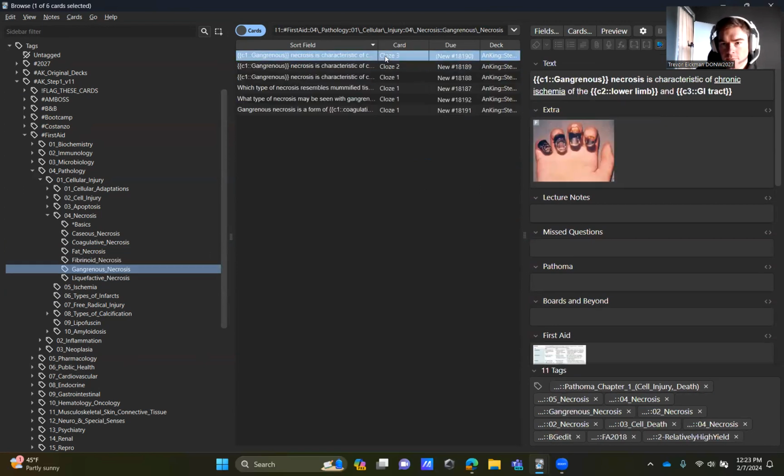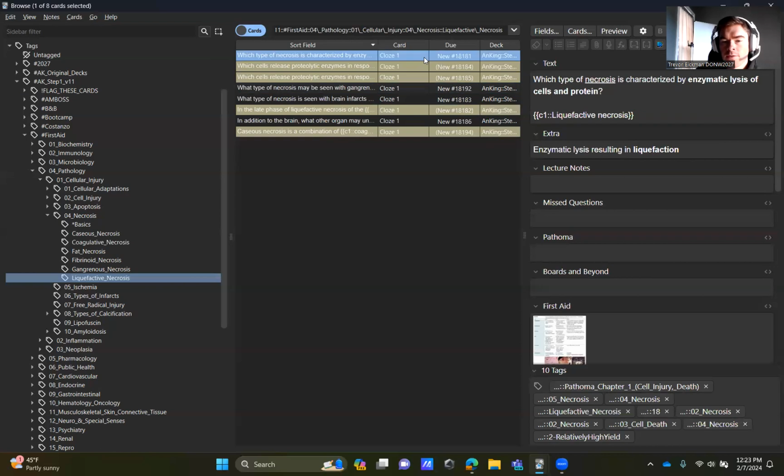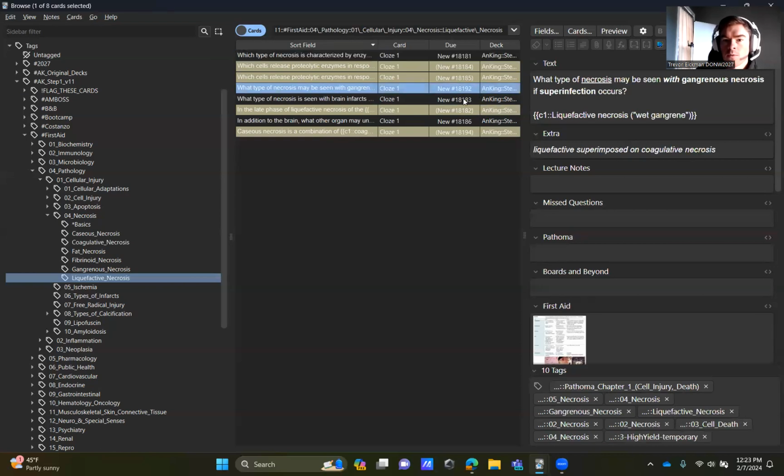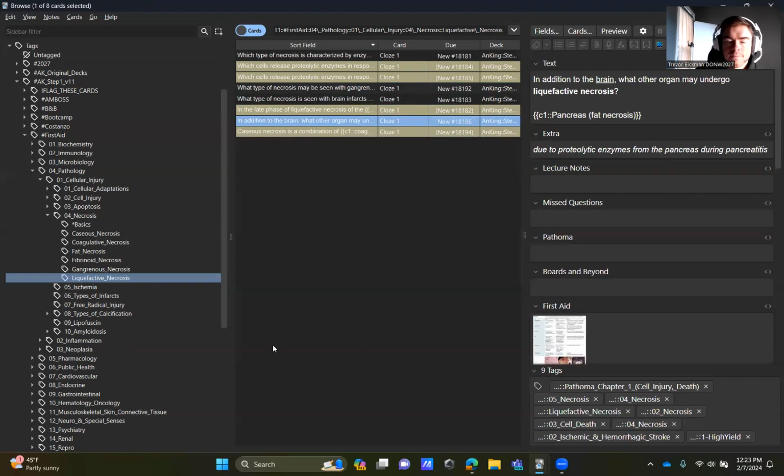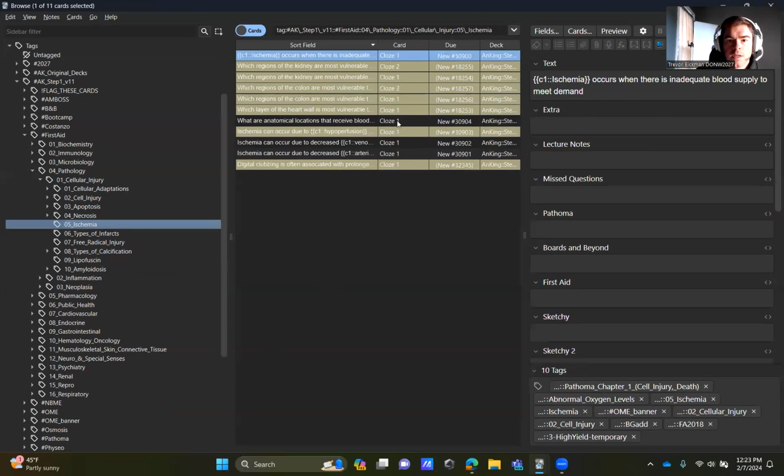Gangrenous, all of them except the first one, just because he didn't mention the GI tract, so I didn't mention it. He highlighted lower limbs, so that's what I went with. Liquefactive, you want to get the first one, skip two, get the fourth and the fifth, skip one, grab the seventh, or the second from the bottom. And that is it for necrosis.